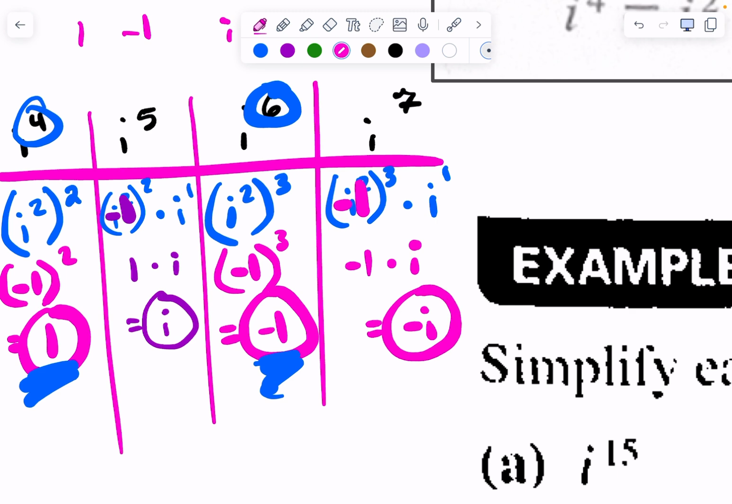So if it is an odd exponent, like 5 and 7 and 51 and 101, right? Those are either going to be I or negative I. If it's 1 more than a number divisible by 4, then it's going to be positive I. If it's 1 less than a number divisible by 4, it's going to be negative I, right?